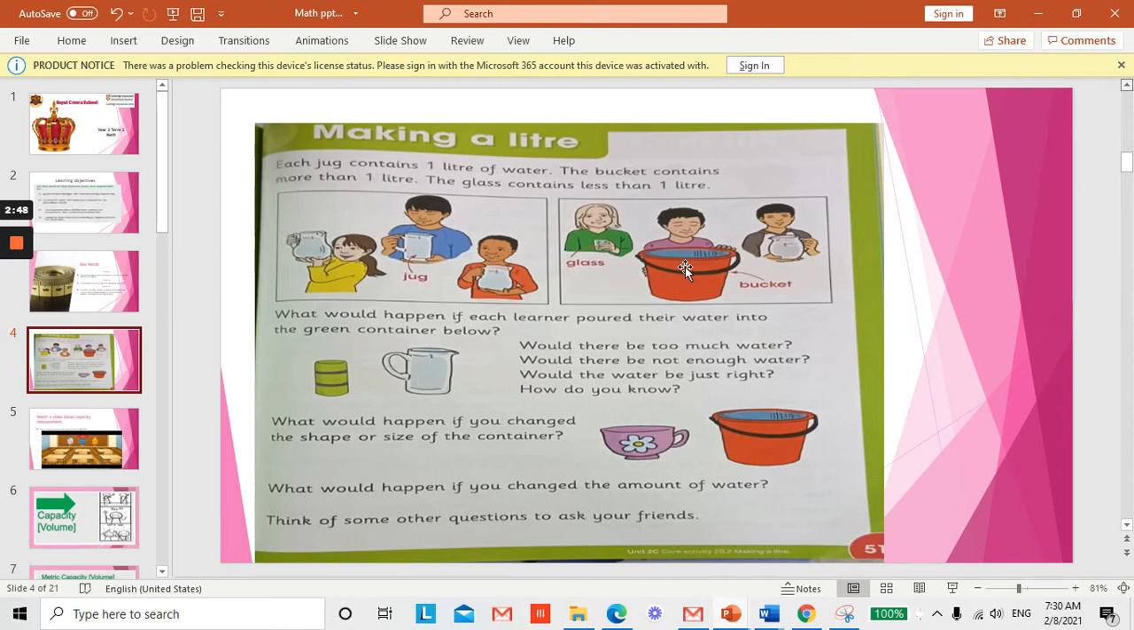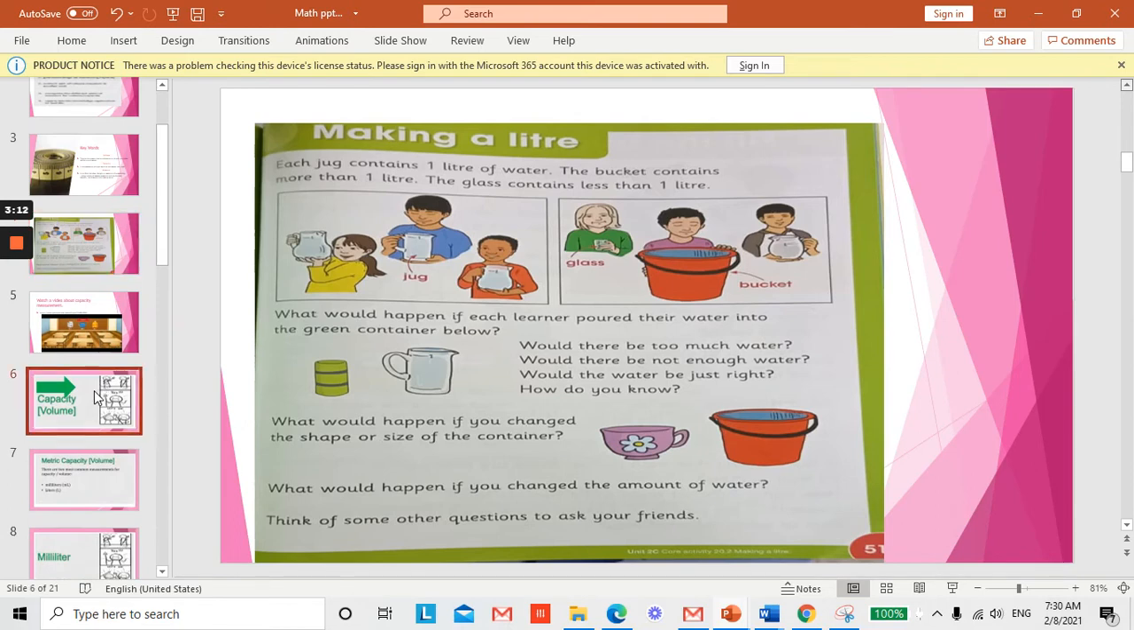And we looked at some examples of jars and cups. We said 4 cups of water make about 1 liter. So let's move to today's work.